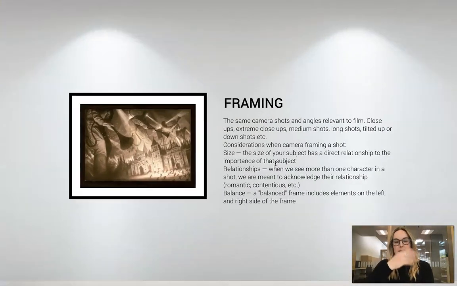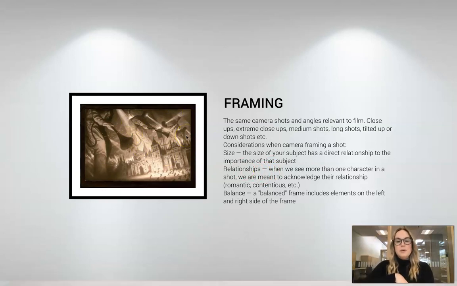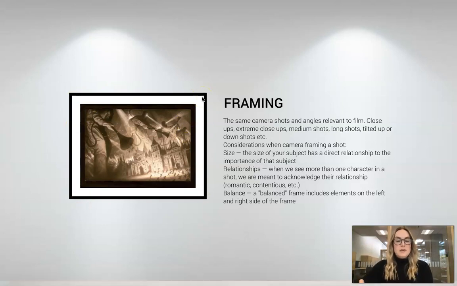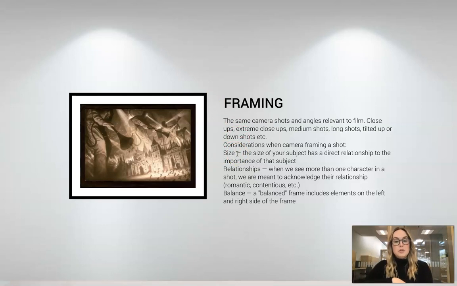Next one is framing. We talked about camera angles and shots before, but this is really considering how the frame is composed. So not only where is the camera held, but also how are the figures in the image being framed. If you think about this as quite literally a frame, what's included, what isn't included, and what elements are we allowed to see? So you might think about the size of the subjects, maybe the relationships between the subjects and what might be highlighted by framing them in a particular way. And also the balance between the elements on the left and the right, or the top and the bottom of the screen.